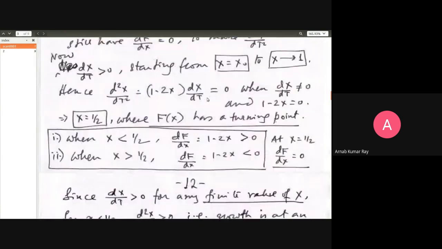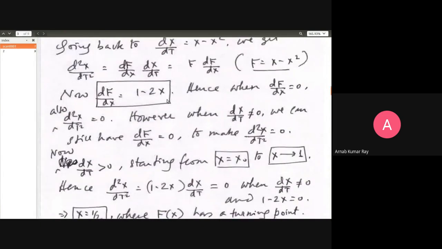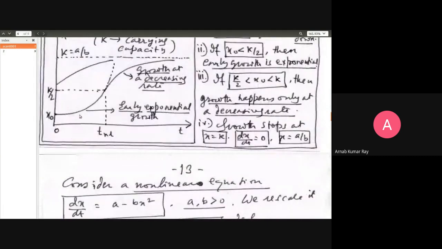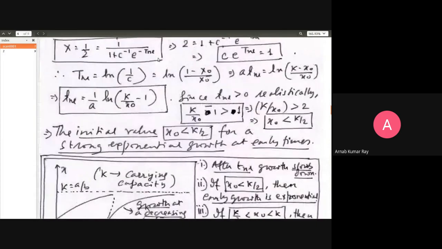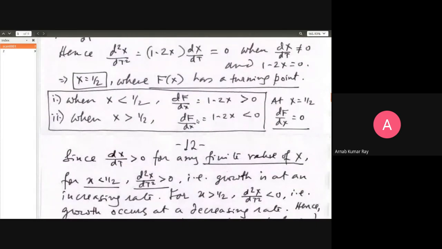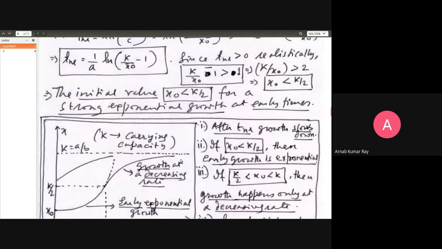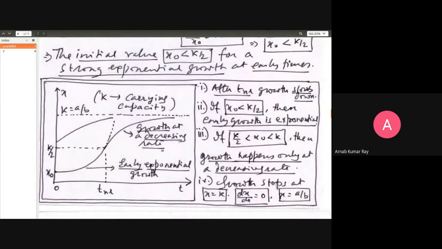So I have discussed all these things. You just have all these notes. As I said, if capital X is less than half here, that part corresponds to this growth. If capital X is greater than half here, df dx is negative, that part corresponds to this. So later maybe we can have a more detailed discussion on these things when I talk about some mathematical theory, but not now. I shall stop the technical discussion over here.